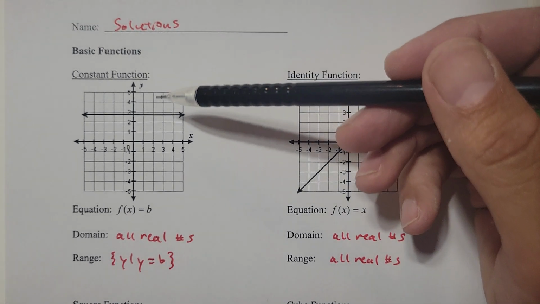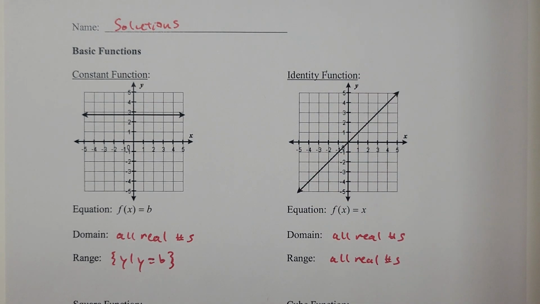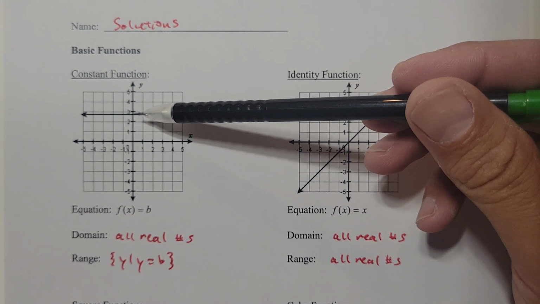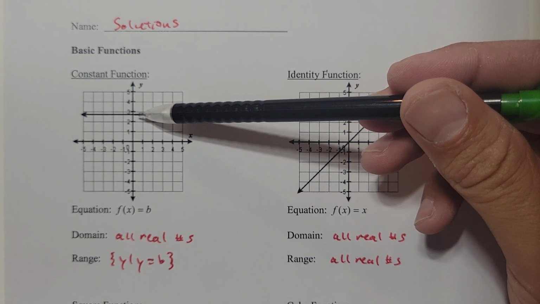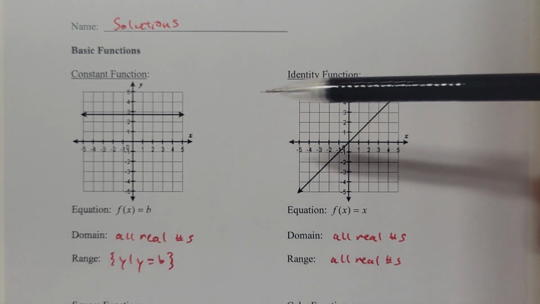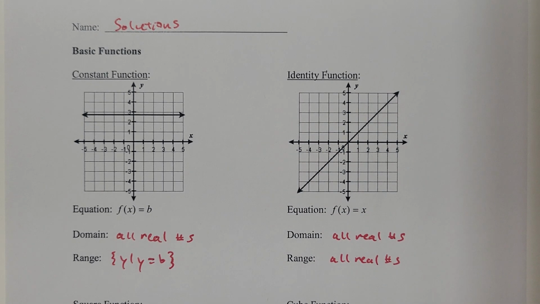So if I scan the y-axis and look to the left and the right of each value, if I'm on the graph, I'm in the range. If I'm not on the graph, I'm not in the range. Okay, well, in this problem, it looks like whatever the b value is, here's b, if I look to the left and right, I'll be on the graph. So b would be the only number in the range of the function there.